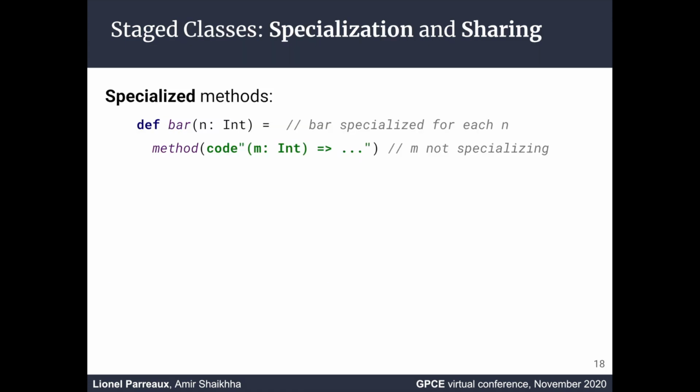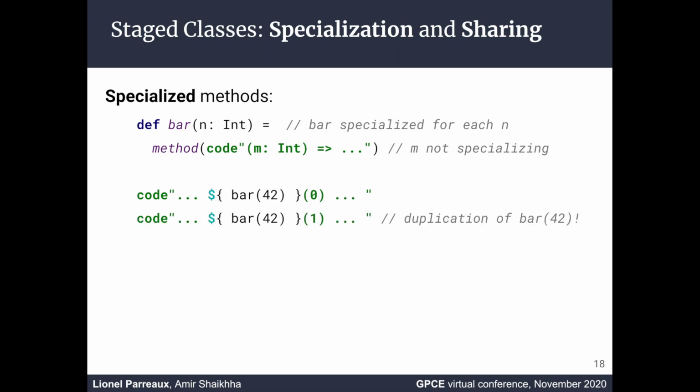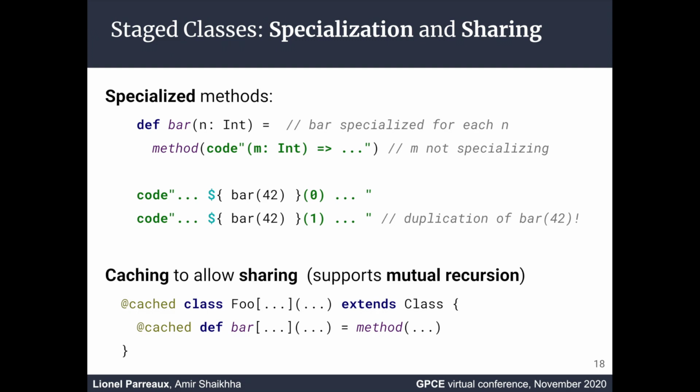Before we conclude this presentation of staged classes, note that we can naturally define specialized methods by simply using parameters outside of the code quasi-quotes. In this example, a new specialized method is generated every time the method bar is called. In this context, it is crucial to cache generated methods which share the same specialization arguments, so as to avoid code duplication and to prevent infinite recursion on cyclic specializations. Caching is done using the cached annotation. This is similar to template metaprogramming in C++, but with the full power and flexibility of multi-stage programming, allowing programmers to easily define arbitrarily complex metaprogramming constructs.